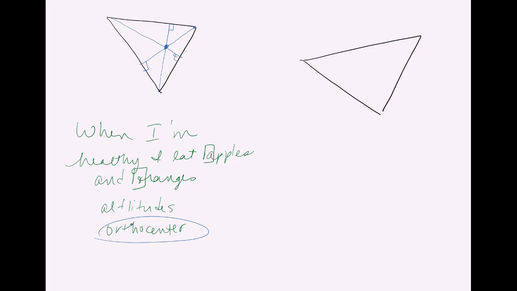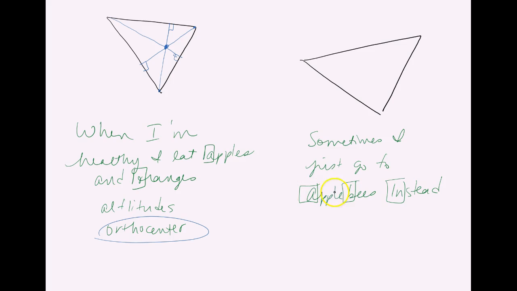Okay, and then the last one, the last food one, is, sometimes I just go to Applebee's instead. And with Applebee's instead, you want to remember the A and the B, and then the IN. Okay, or just the I. Either way is fine. The AB stands for angle bisector, and the IN stands for something called the in-center.